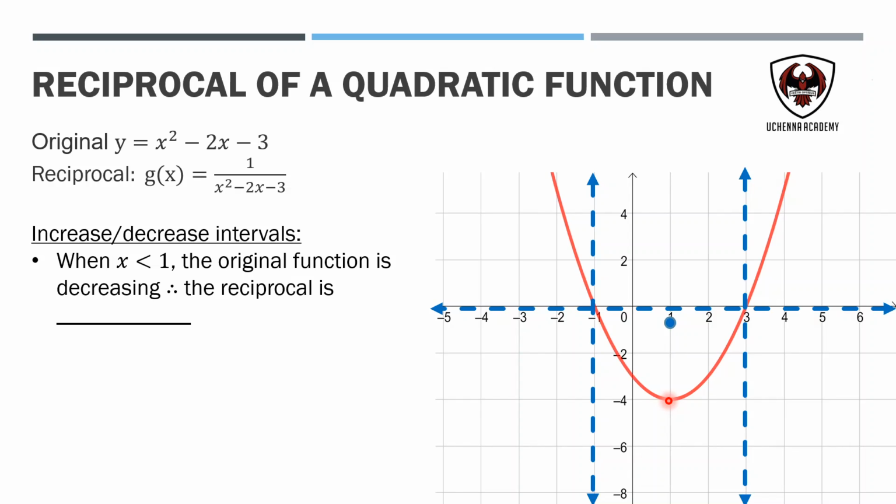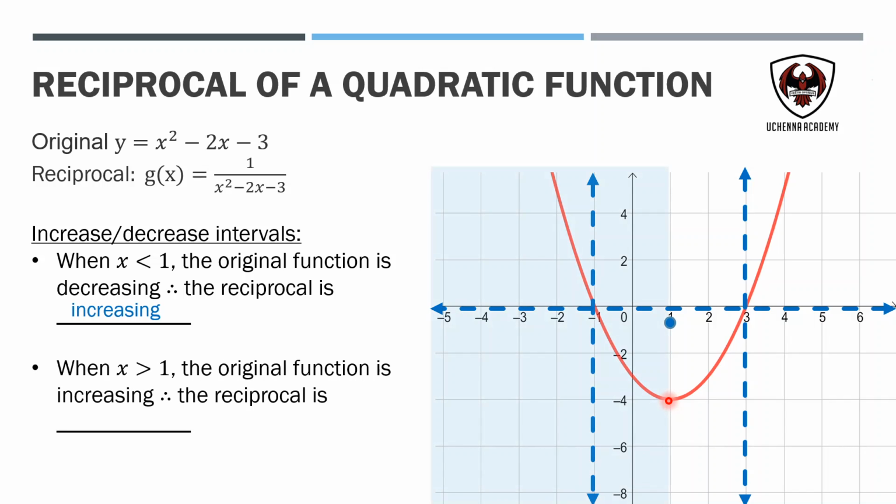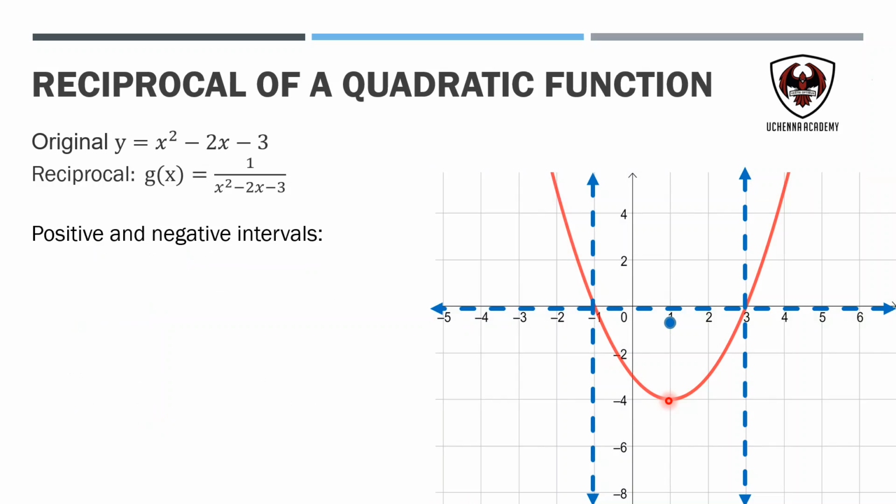So when x is less than 1, the original function is decreasing, therefore the reciprocal is increasing. We just said that, so that's good. And when x is greater than 1, the original function is increasing, therefore the reciprocal is decreasing. So okay, we got that down.